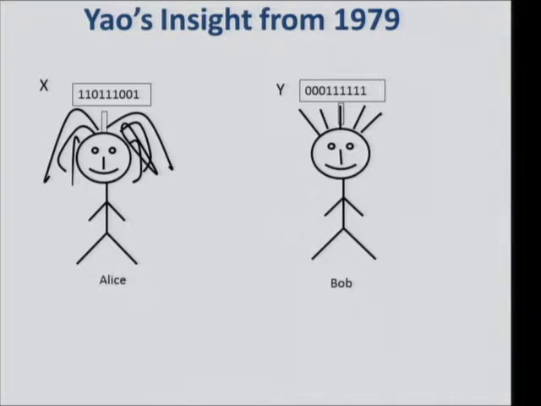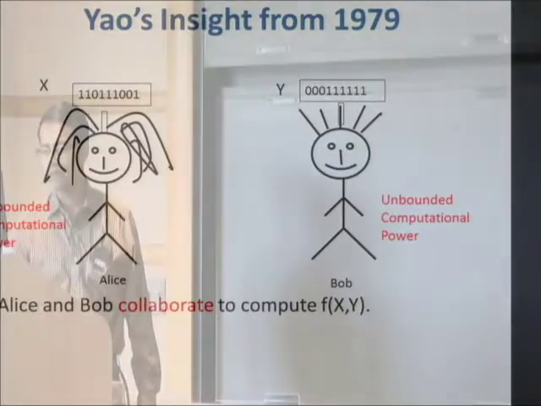So you have two players, Alice and Bob. And unlike Yao, I've put the inputs on their forehead, not in hand, because this will be convenient for us. So Alice on her forehead has a set of input X, and Bob has Y on his forehead. So Alice sees Y, Bob sees X. And they want to jointly compute some function F, which depends on both sets of inputs X and Y. And they have unbounded computational power. So the only thing is, of course, they're each missing a crucial piece of information.